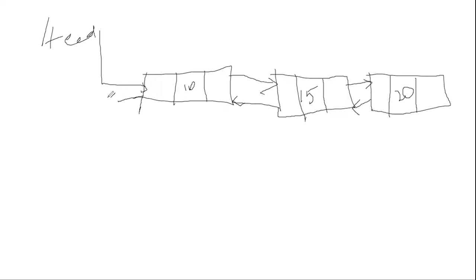What is the previous of this? What is the previous of this? What do I have to write here? Null, null. Good. Null. Then I will... here what should I write? Null. Null. This is my existing linked list.